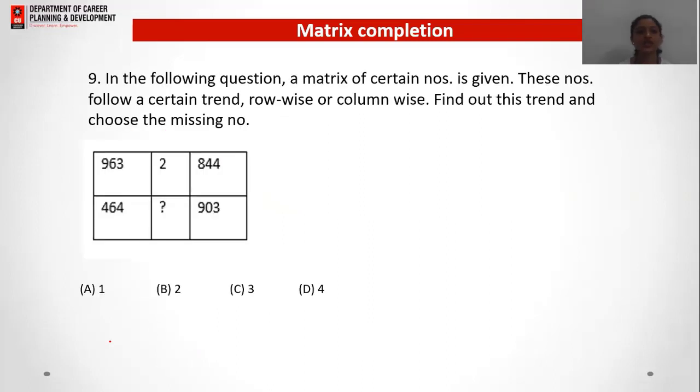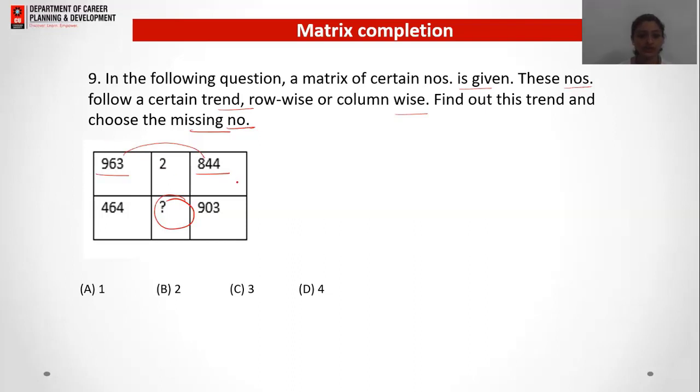Now we will do some questions related to number matrix. In a matrix, certain numbers are given and these numbers follow a certain trend, either row wise or column wise. So find out this trend and choose the missing number. As we can see, these are the largest numbers and the center number is quite small as compared to these numbers. So it may be possible that there is some difference or division. Only then can we find the center number, because the center number is quite small compared to the numbers on the extreme ends.